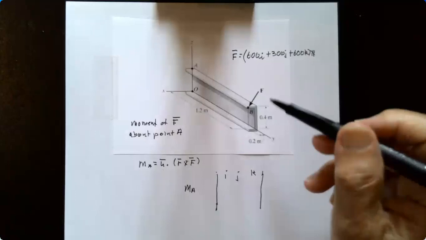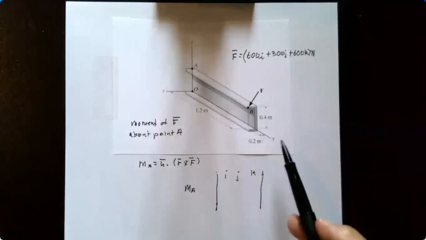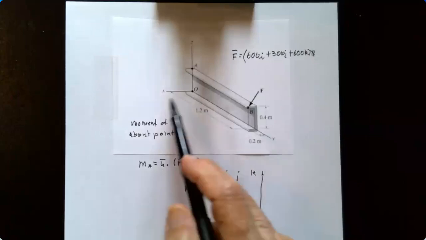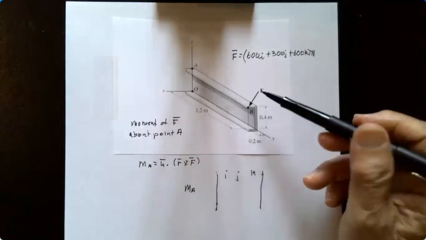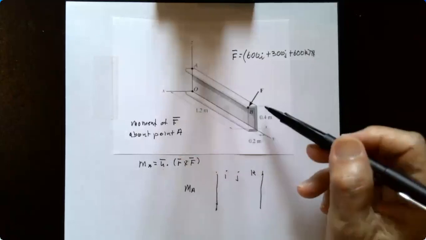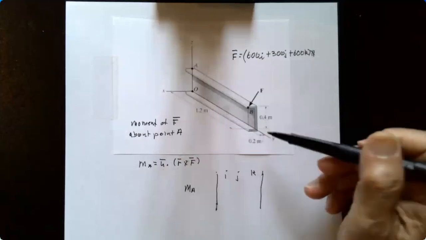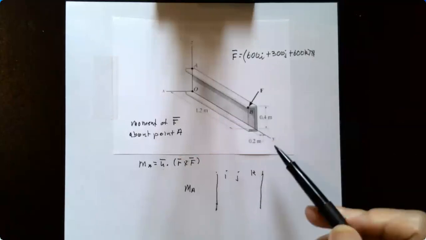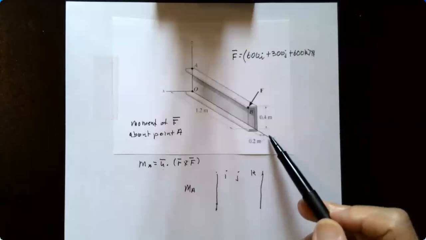Okay, so again, the dimensions correspond. So the X component will be dimensions in the X direction, the Y component will be dimensions in the Y direction, and the Z component will be dimensions in the Z direction that we're looking at. So the I component is this 2/10.